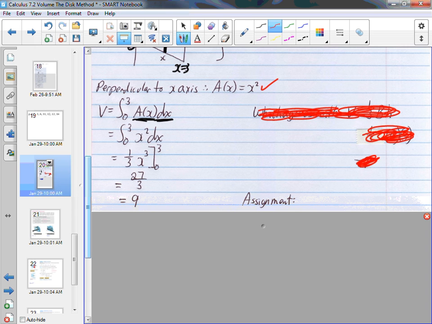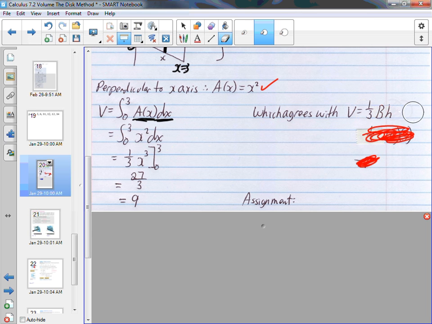Okay? Now, for this particular problem, we could have done geometry instead of calculus. For a pyramid, volume equals 1/3 times the area of the base times the height. 1/3. What would the area of the base be? Not a cross section, the base. 3 squared. 9 times the height. What's the height of that pyramid? 3. And we get the same thing. Okay?